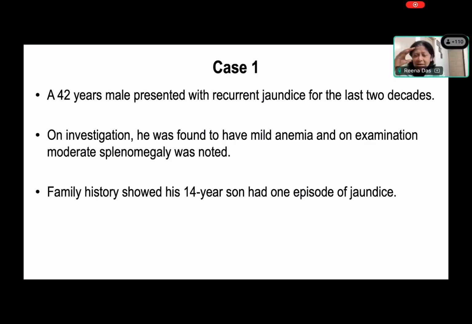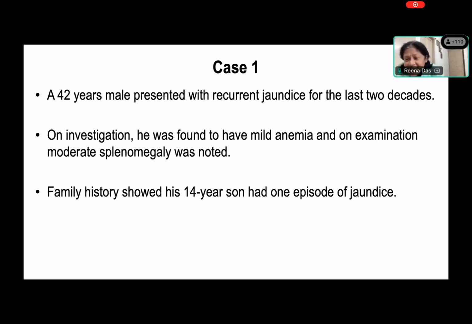So with this history, what do you think is the pattern of inheritance in this family? Autosomal dominant. Very good. If you just take a very good history, you can make out that this is an autosomal dominant kind of inheritance pattern. The father has a problem and the son has also inherited the same problem.